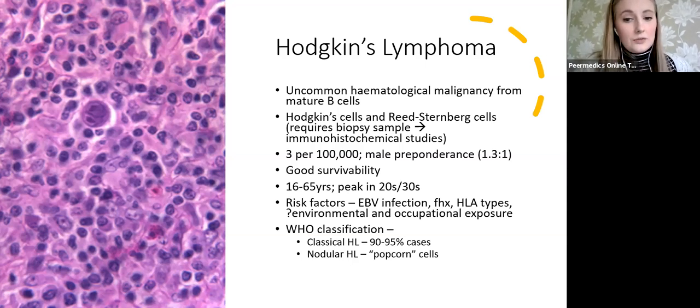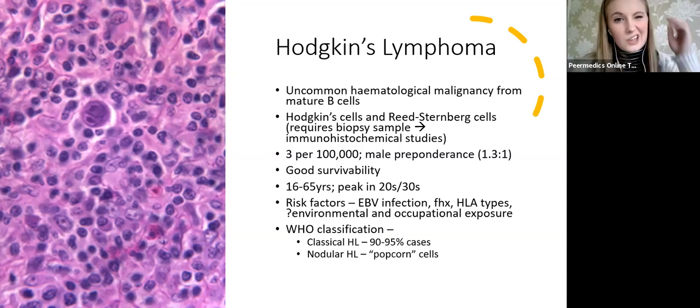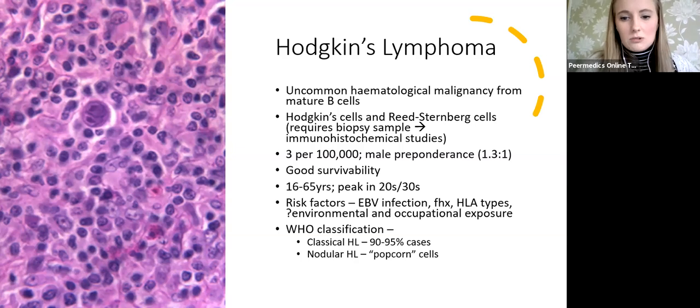And the WHO have broken it down into classical and nodular. So classical is your Reed-Sternberg type, and then nodular has these things called popcorn cells. I doubt that would ever get brought up, but if you ever see the word popcorn, that popcorn cell still comes under Hodgkin, but they tend to just go with Reed-Sternberg.